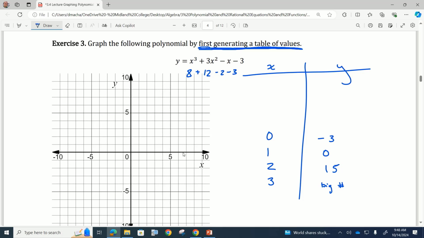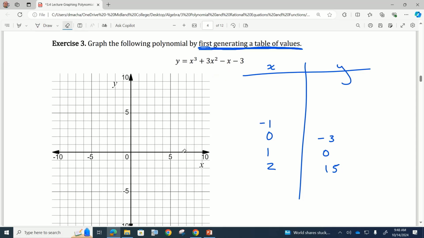And once you get to this point where you plug in an x value and you get a y value that's larger than 10, you can stop, because if it's larger than 10, it's already off the graph and you can't graph it anyways, right? So I could have stopped at x equals 2 because 15 is larger than 10, and that's going to be off the scale. Then we go in the opposite direction, and I say, okay, what if x is equal to negative 1?